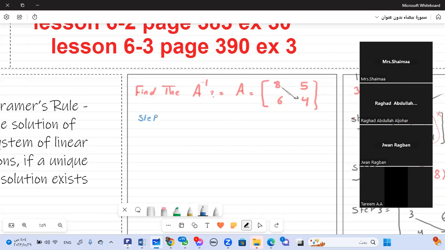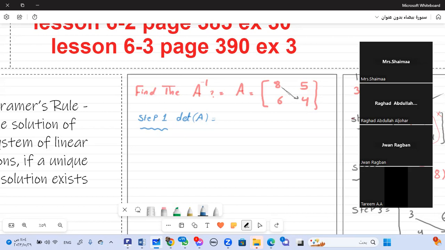Yes, step 1: before the cross, we should find the determinant of the matrix. If the determinant equals 0, then there is no inverse. So the first step is to check the determinant of the matrix A. If the determinant equals 0, there is no inverse, without completing the solution. Determinant of A.